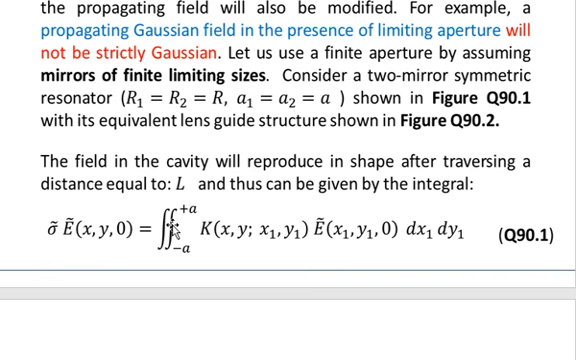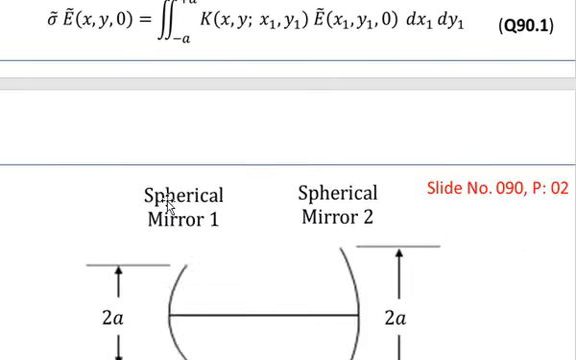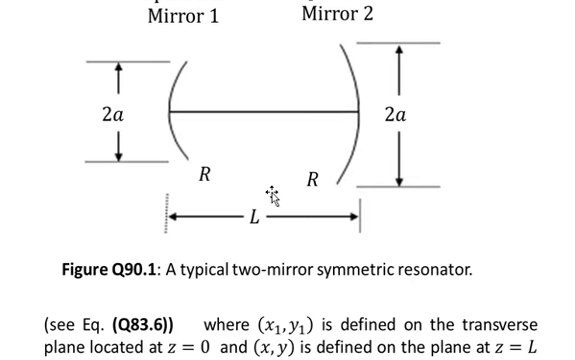For the detail of this integral, I would suggest you consult slide number 83, where the derivation of this integral has been discussed in much greater detail. There we have discussed that the field would reproduce in shape after traversing a distance equal to 2L. But here we are talking about the field reproducing in shape after traversing a distance equal to capital L, because we have a symmetric resonator.